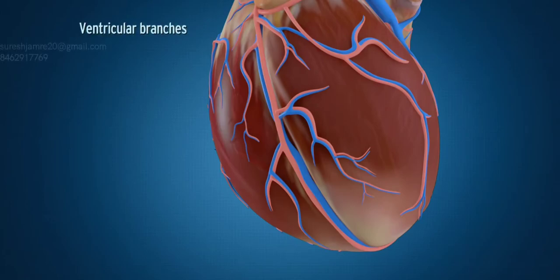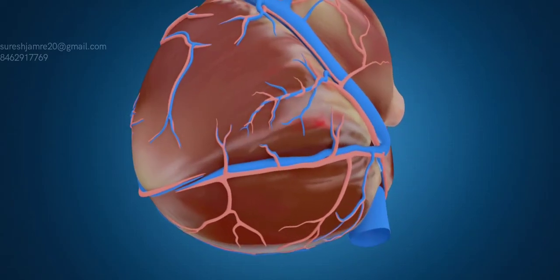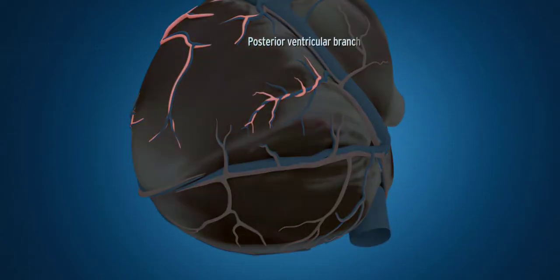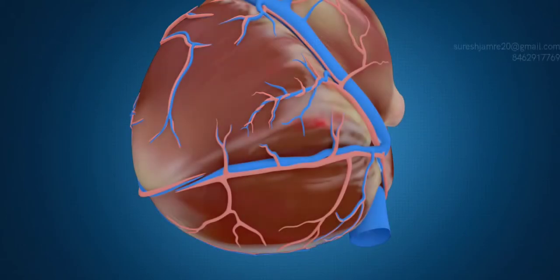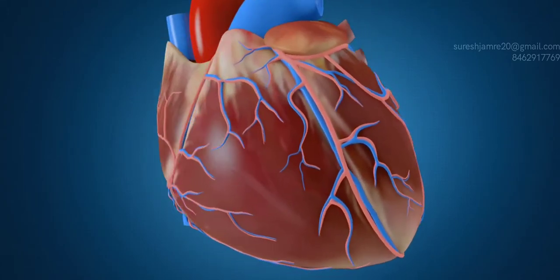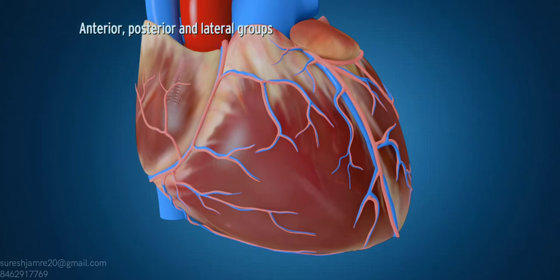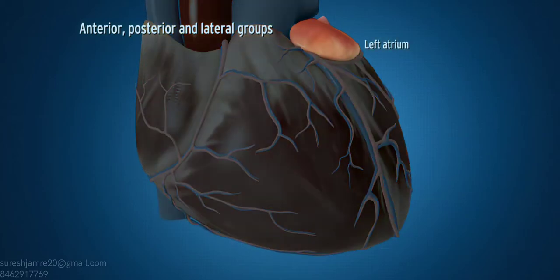Ventricular branches. Many anterior ventricular branches and posterior ventricular branches are given out, and these supply the inferior surface of the left ventricle. Atrial branches. These are in anterior, posterior and lateral groups. They supply the left atrium.